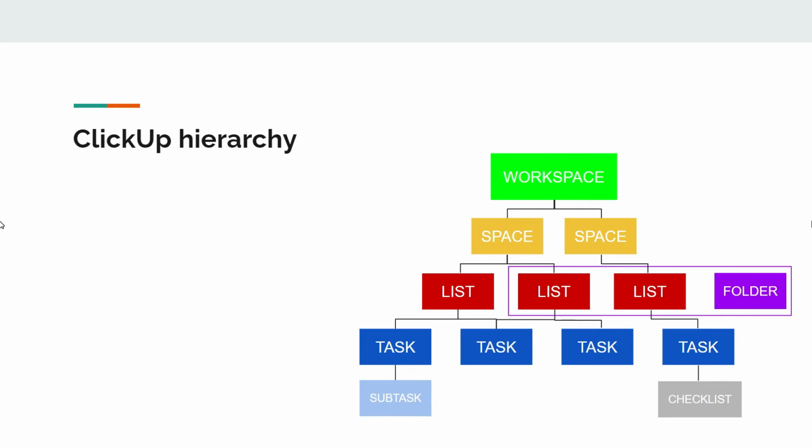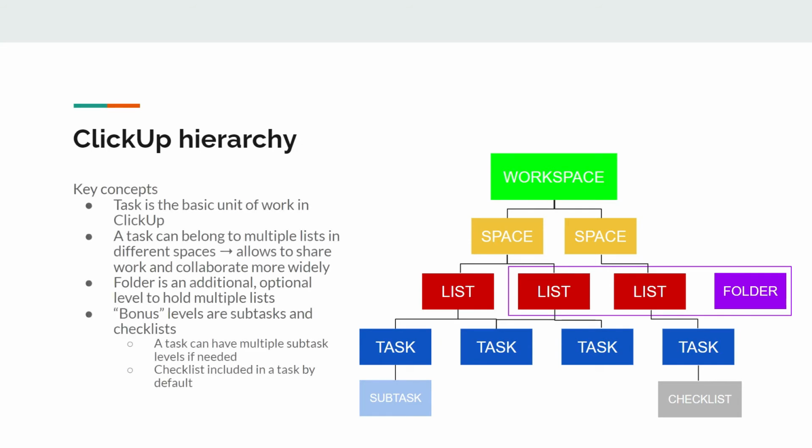To recap some of the key concepts in the hierarchy. Task is the basic unit of work in ClickUp. A task can be added to multiple lists in ClickUp across different folders and spaces, and this is a great way to share information and collaborate between teams. Folder is an additional level meant for bundling several lists together. There are also so-called bonus levels, meaning subtasks and checklists that allow for more flexibility and granularity in organizing work within ClickUp.